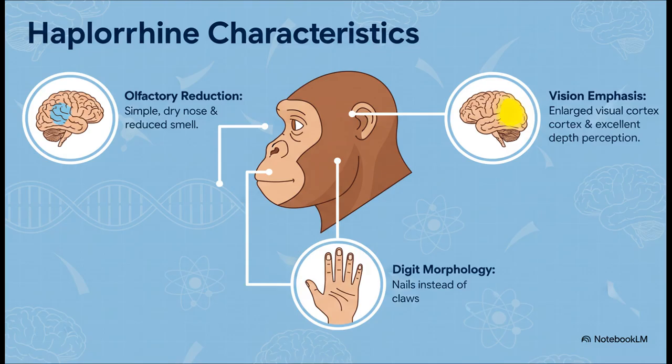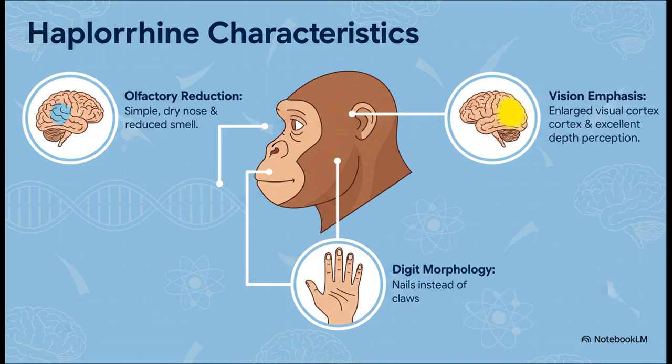First up, there was a huge reduction in how much we rely on smell. That's what led to our simple, dry nose and a smaller olfactory bulb in the brain. But it was a trade-off. That sensory shift was balanced out by depending way more on vision. Our brains developed a larger visual cortex, which gives us fantastic depth perception and color vision.